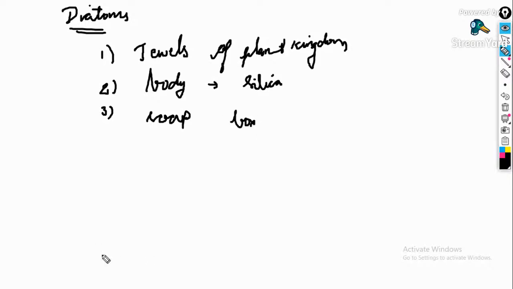Their plant body looks like a soap box like this. One opening in the upward and one like this. It can be closed. Therefore their plant body is known as looking like a soap box. Okay, next is the uses of these diatoms.